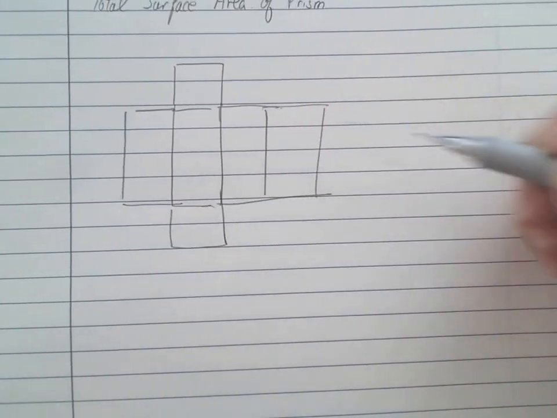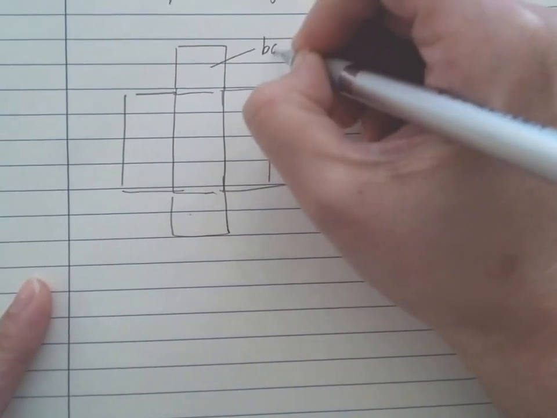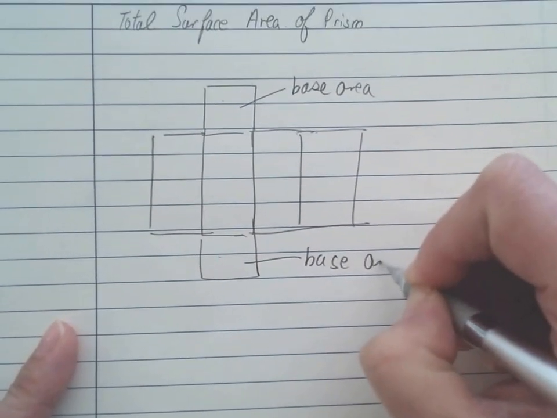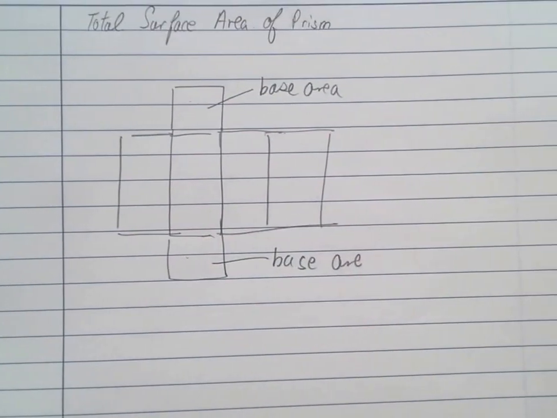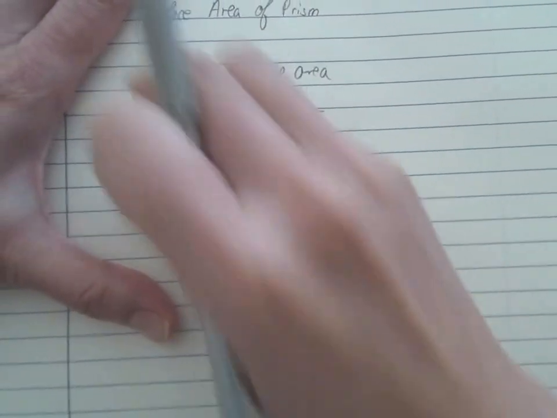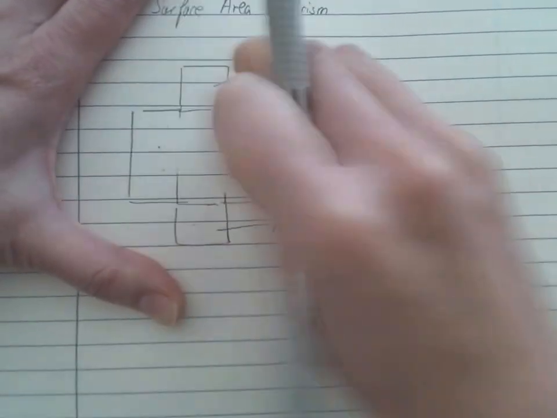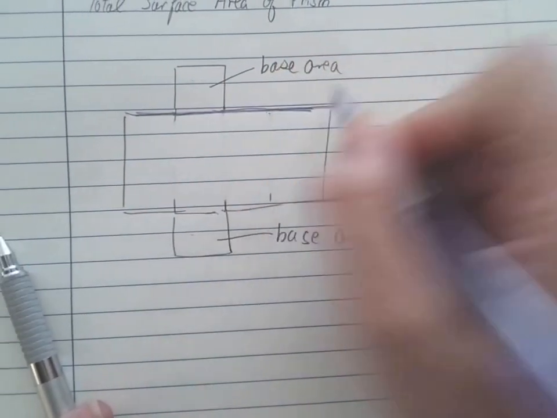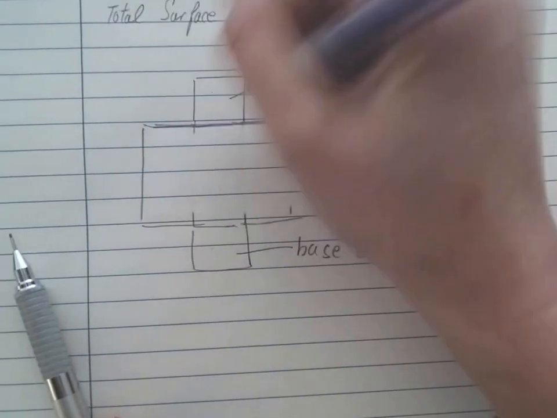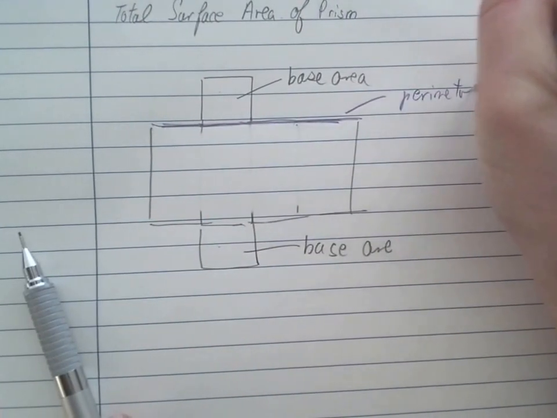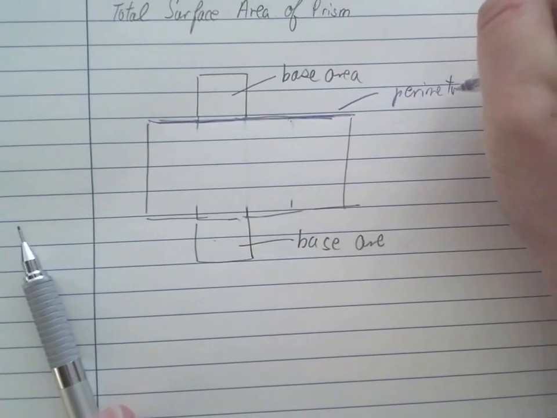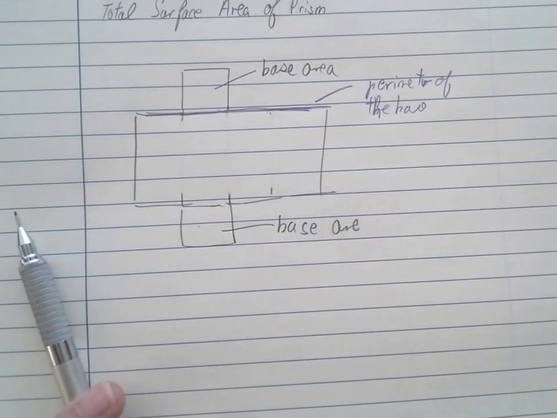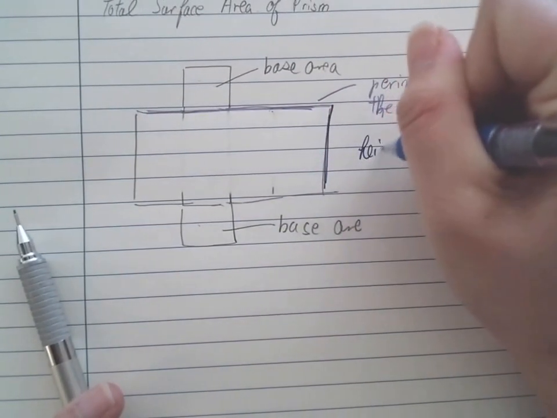Alright, so you might think of that as the base. So we've got two pieces of base area and a side rectangle. If we think about that, this is a big rectangle, and the length of it is actually the perimeter of the base. And this side will be the height.